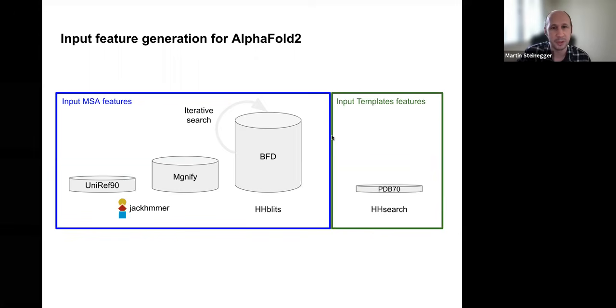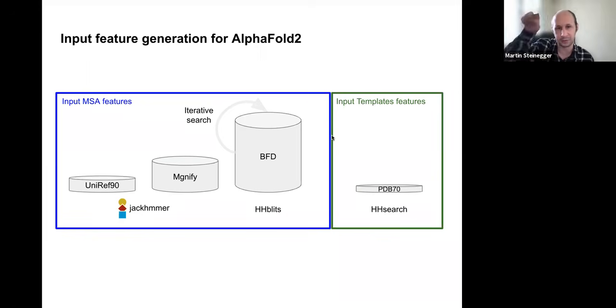So BFD collects all of these proteins, clusters them, and puts them into hidden Markov models, so they are searchable with HHblits. And you can also search them iteratively with HHblits, meaning you find a few hits, you build some model from that, and then you search again, and you get more sequences, and so you can make bigger and bigger MSAs.